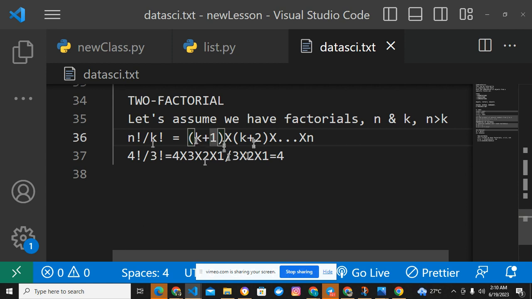I made a mistake here. I think this should be minus. I'll check again. Sorry, this should be minus. Excuse me. It should be minus. Okay. You know what? Let me go back and solve that.